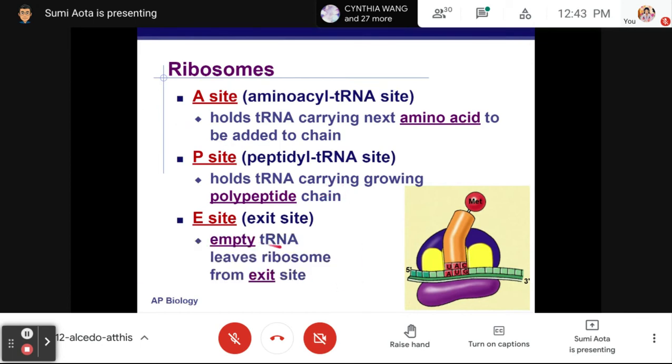Okay, so the empty tRNA is going to leave the ribosome from that exit site. The A site is here, the P site is in the middle, and the E site is the one on the left. Note that when this system runs, it's the 5' end of the messenger RNA that goes into the ribosome first.